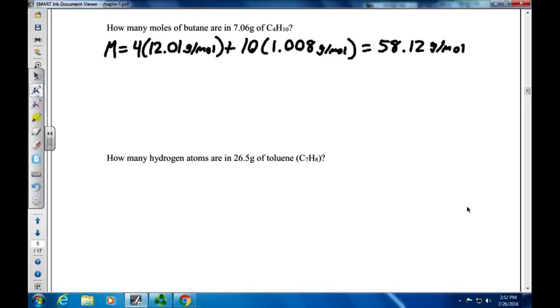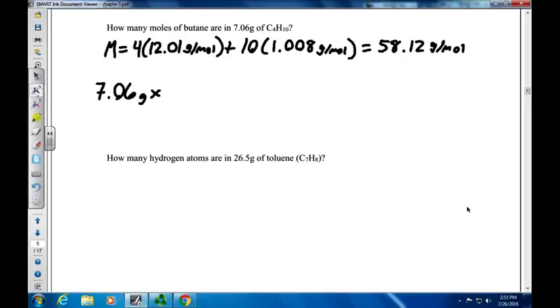That's only half the problem, though. We found the molecular mass, but we're trying to find how many moles are in 7.06 grams. So the next step is simply dimensional analysis. You start with what you're given, so 7.06 grams times a conversion of your molecular mass.